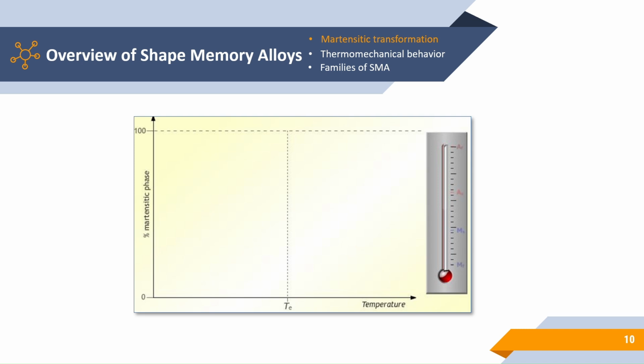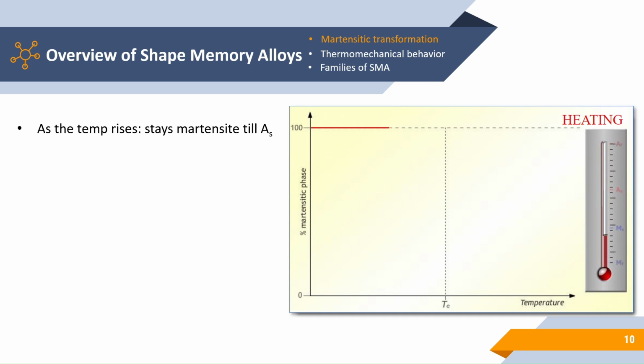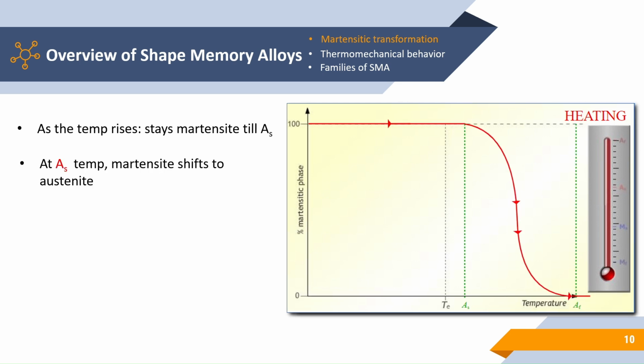Now, for a better understanding of the martensitic transformation, let's examine this diagram of martensitic phase in relation to temperature. As the temperature increases, the alloy remains in the martensitic phase until it reaches the austenite start temperature. At this point, the martensitic phase begins to transform into the austenitic phase until it reaches the austenite finish temperature. At this point, the martensitic phase has fully transformed into the austenitic phase.